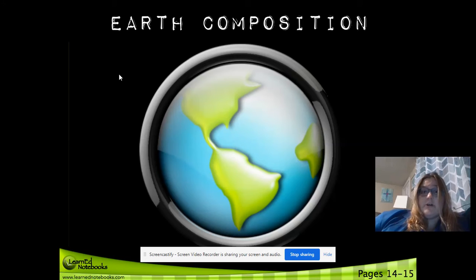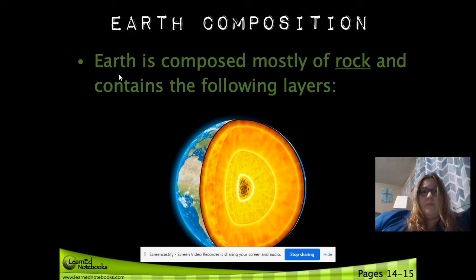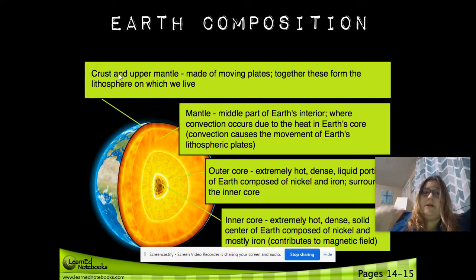All right, so we're on to Earth composition. This was the second unit we did this year. Earth is composed mostly of rock and contains the following layers. You should know that there is the crust, the mantle, the outer core, the inner core. The crust, and we say upper mantle, is made of moving plates. Together, these form the lithosphere on which we live.